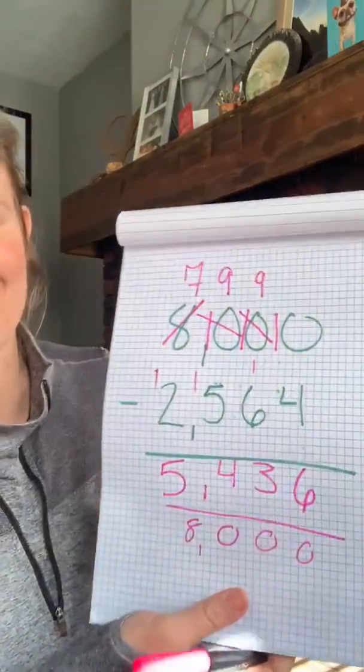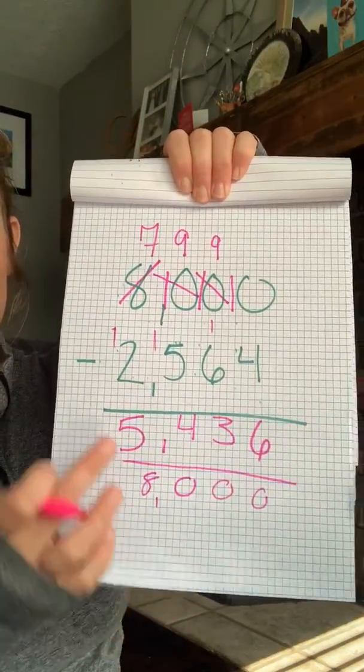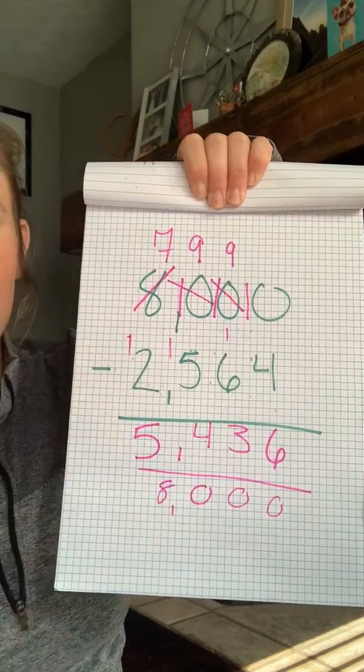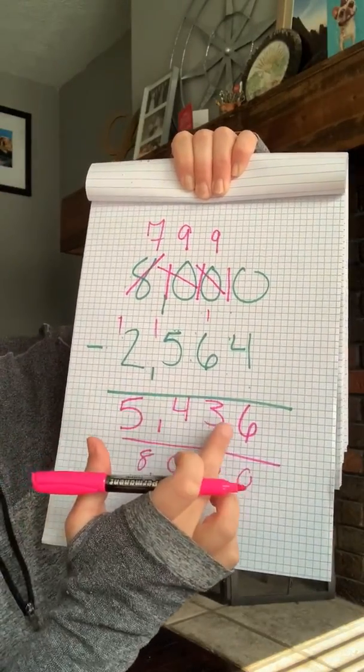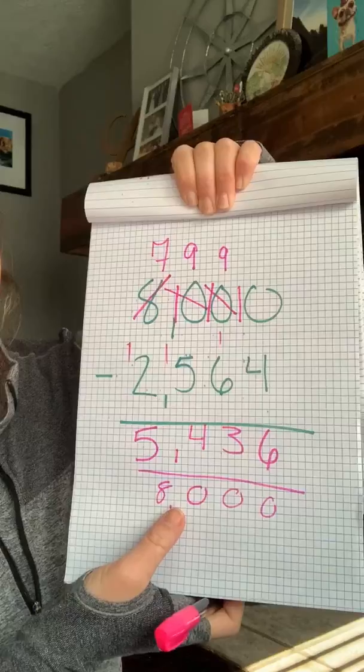Oh, guys, that's awesome. I have 8,000 here and 8,000 here, so I know 5,436 is the correct answer.